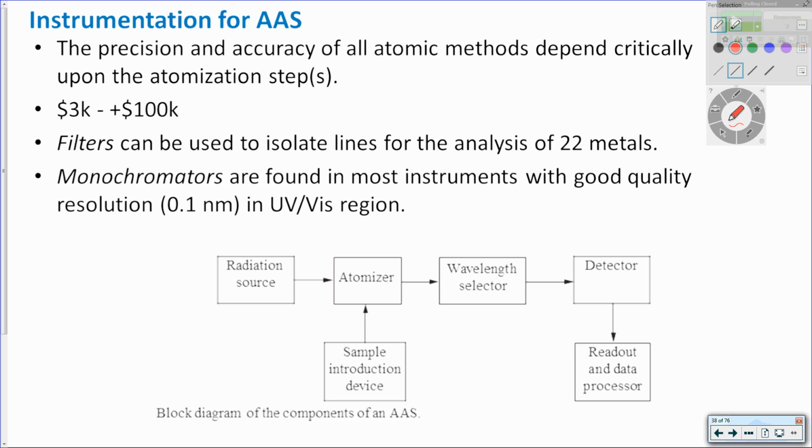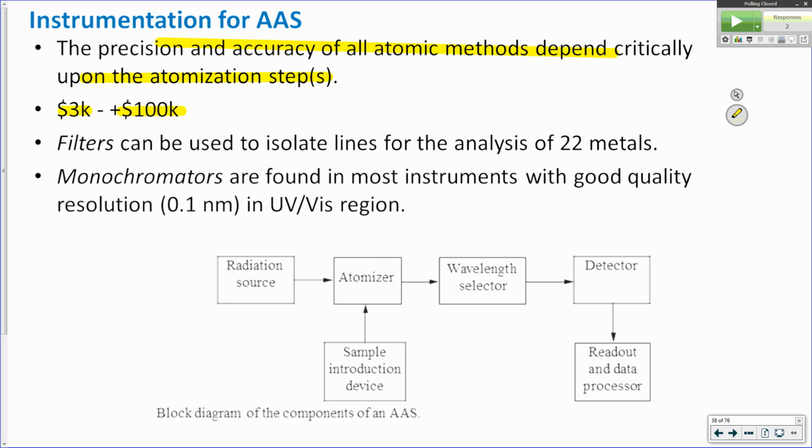All right, looking at the instruments. Precision and accuracy of atomic methods depend critically on the atomizer and the control associated with those. You can buy a very, very low-end atomic absorption spectrometer that uses a diode array detector.